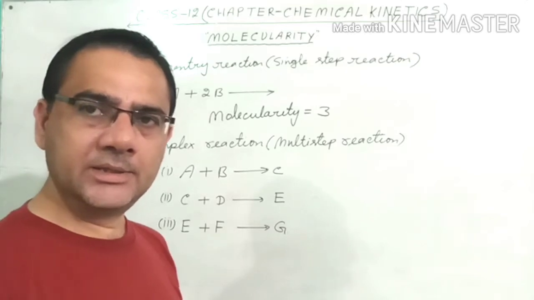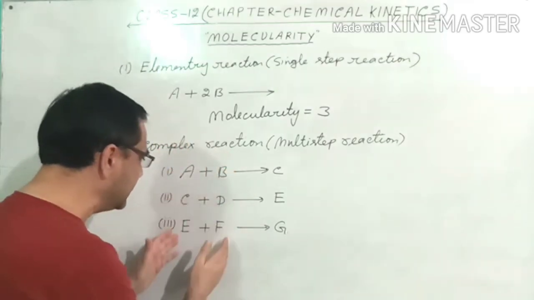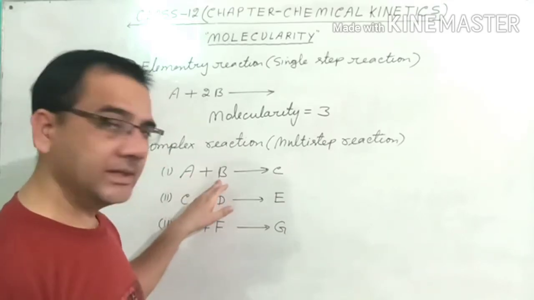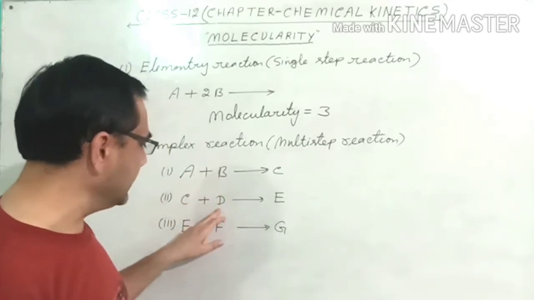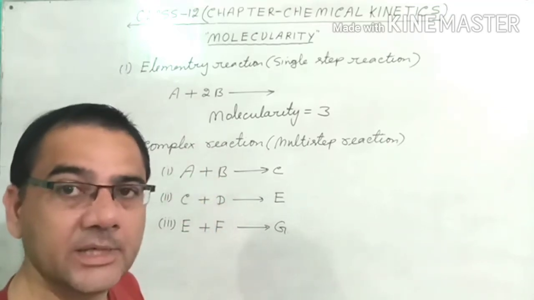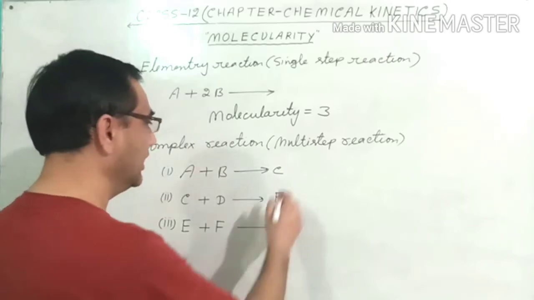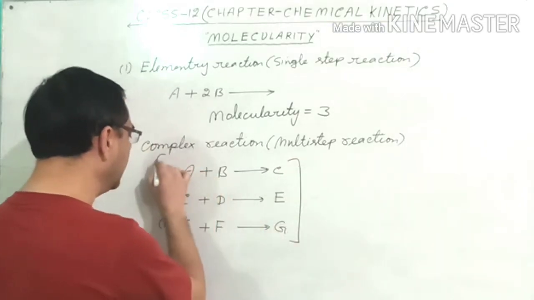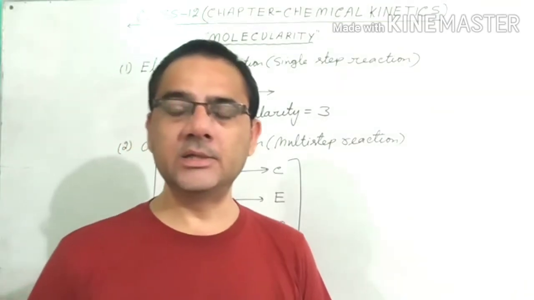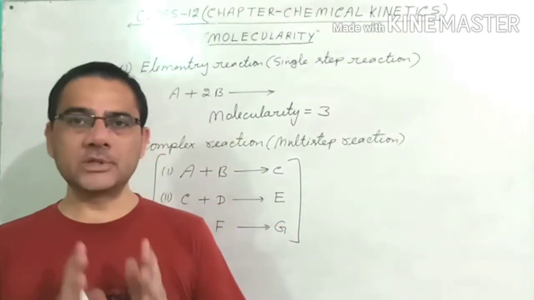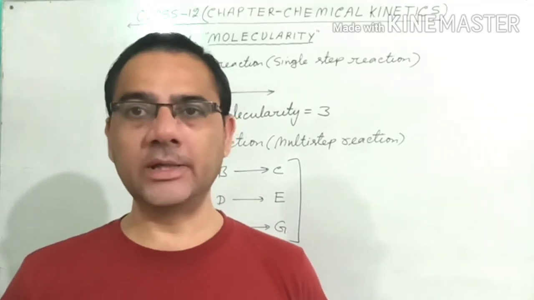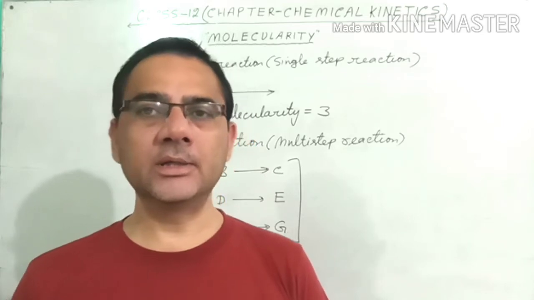Can you think that in this reaction all these reacting species are reacting at the same time? No. First A and B are reacting, then C and D are reacting, then E and F are reacting. It means in this complex reaction, in all these 3 steps, all the reacting species are not reacting at the same time. And that is why the molecularity of such a complex reaction is not defined, because all the reacting species are not reacting at the same time.